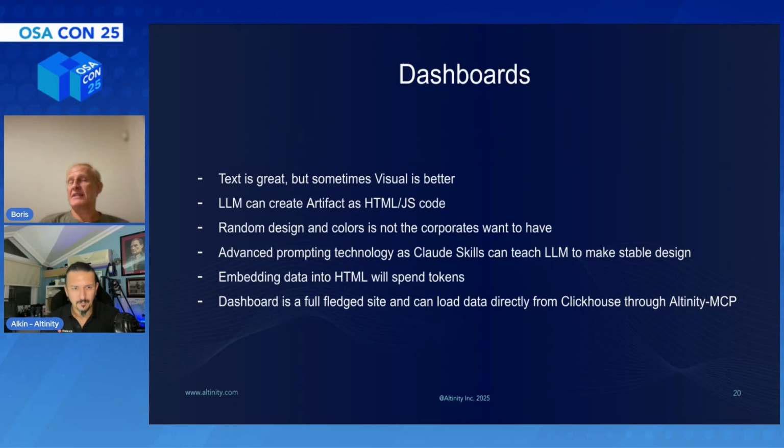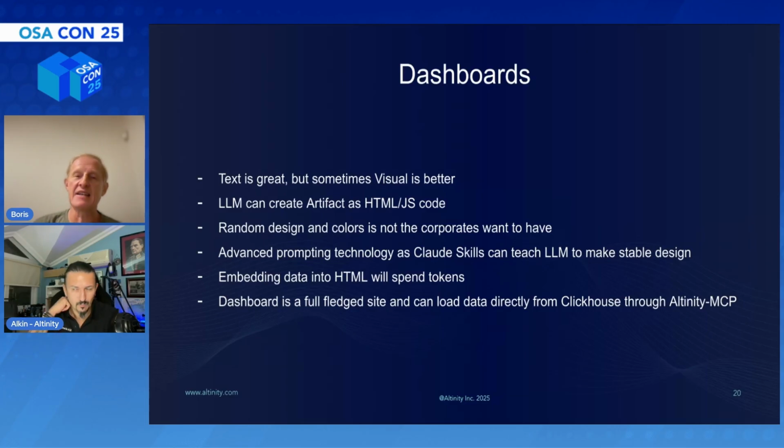I want to discuss a little bit about dashboarding. So text is great, but sometimes we still need to visualize the data. And a model could create an artifact. The model is quite good at writing code, in this case HTML or JavaScript code. And it does it for you, but sometimes the design and colors will be completely random, as all of it comes from the model. And we need to stabilize the design and colors.